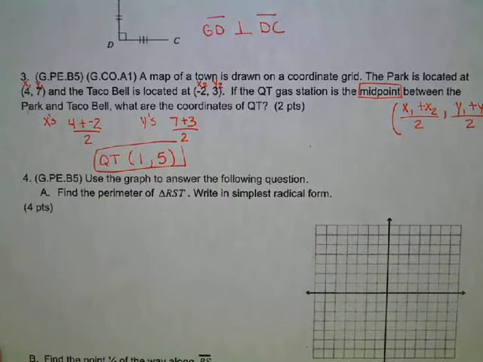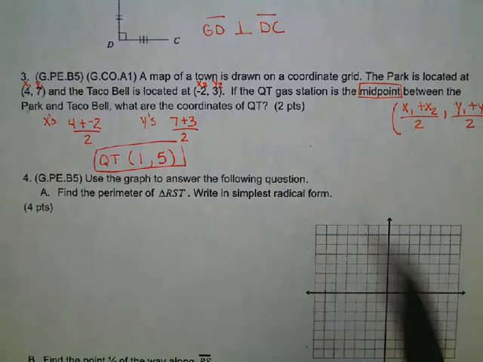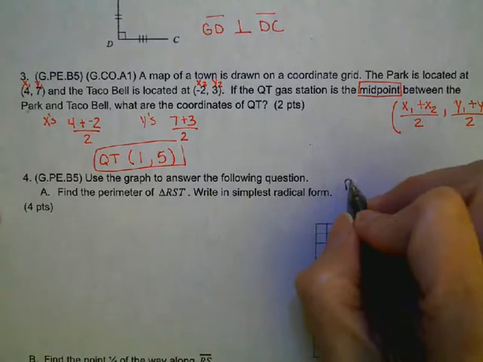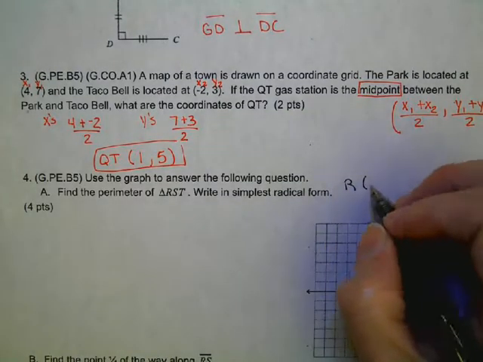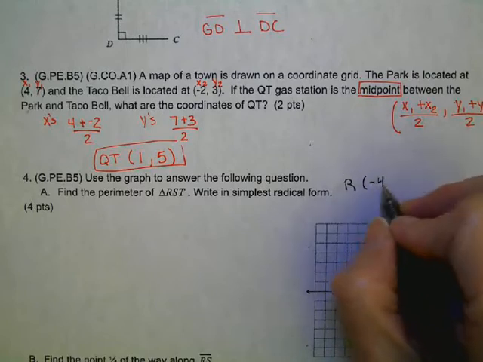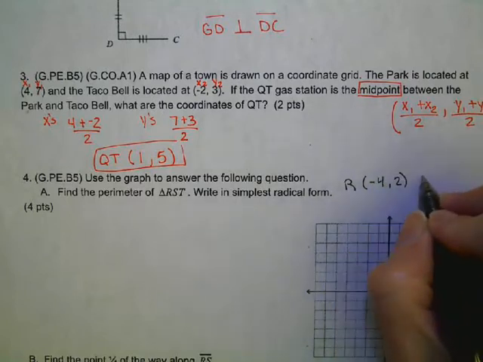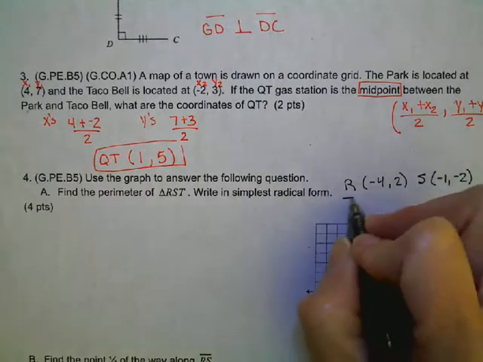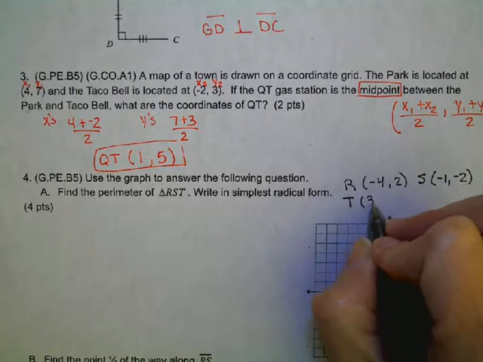Alright, the next one says find the perimeter of triangle RST. So you'll notice in this one, you don't have a picture drawn, so I'm going to draw that in for you. We're going to say point R is at (-4, 2). Point S is at (-1, -2). And T is going to be at (3, 2).